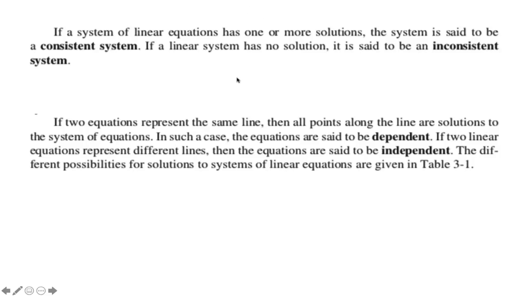If two equations represent the same line, then all points along the line are solutions to the system of equations. So if you have a case where you have two lines that coincide, or the case where there's an infinite number of solutions, then the system is said to be dependent. The two equations are equivalent, and they essentially are the same. And if two linear equations represent different lines, then the equations are independent.